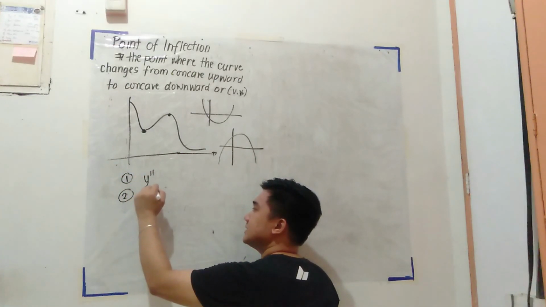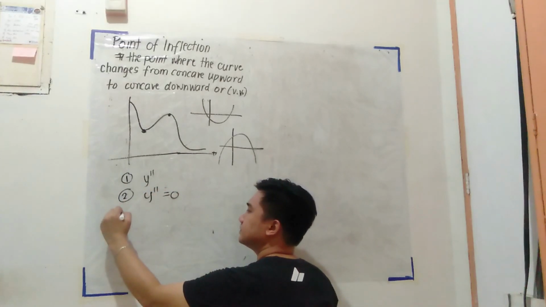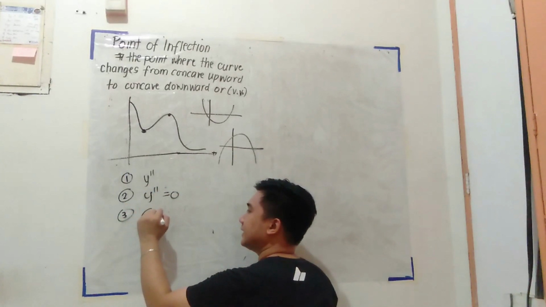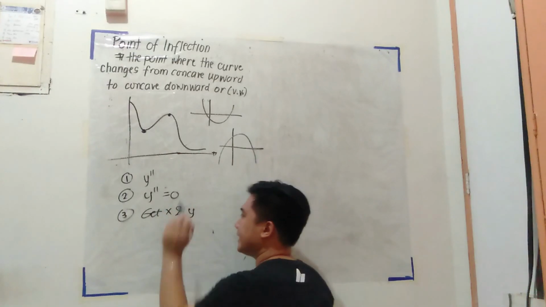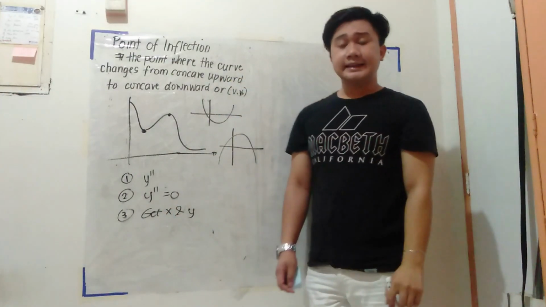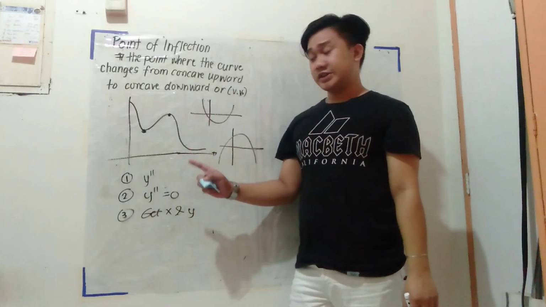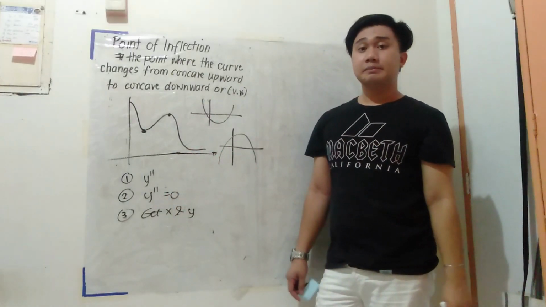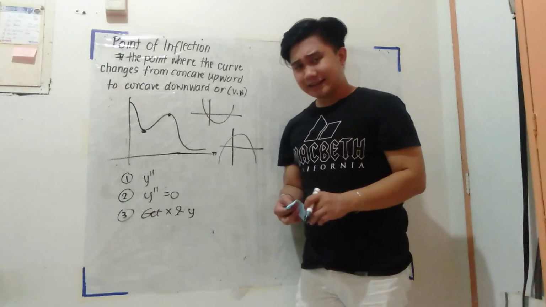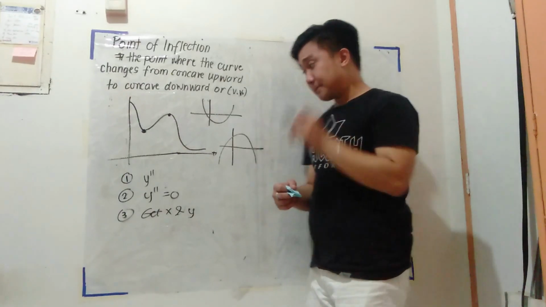Step 2, set y double prime to 0. Step 3, get x and y. Kung si critical point ay hanggang y prime lang, si point of inflection ay hanggang y double prime. So, gamitin pa din natin yung mga equations natin kanina.